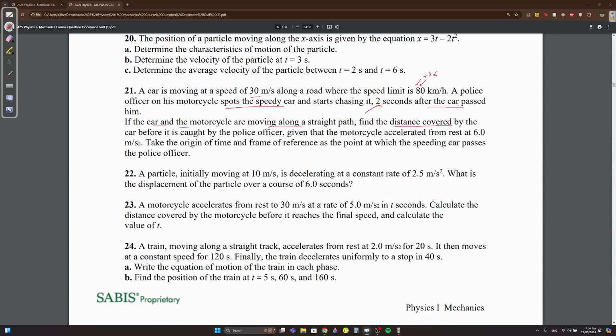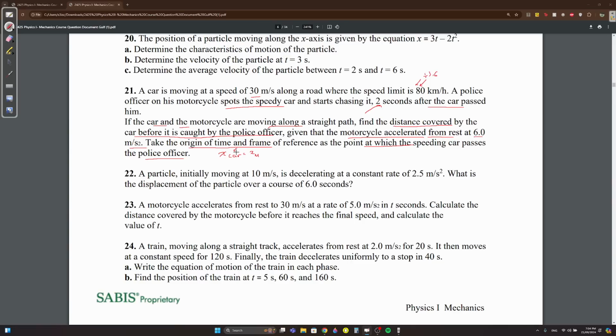We want to find the distance covered by the car before it is caught by the police officer, given that the motorcycle accelerated from rest at 6 meters per second squared. Take the origin of time and frame of reference as the point at which the speeding car passes the police officer. We want to find the distance. The distance traveled by the car is equal to the one traveled by the police motorcycle. Why? Because he caught him, right? He ended up catching him, so they finished at the same position.